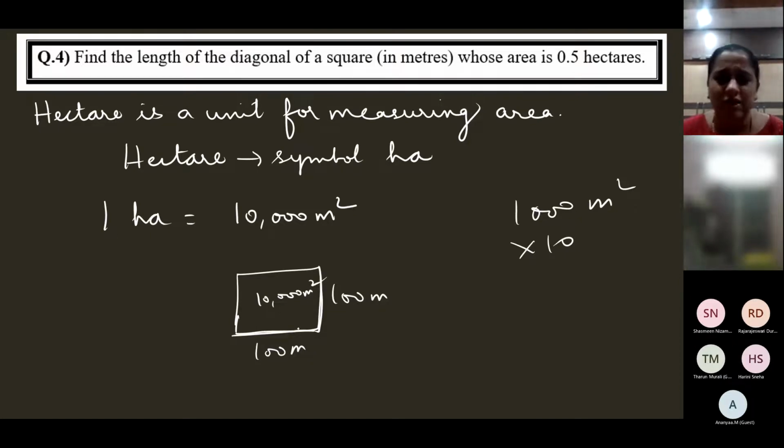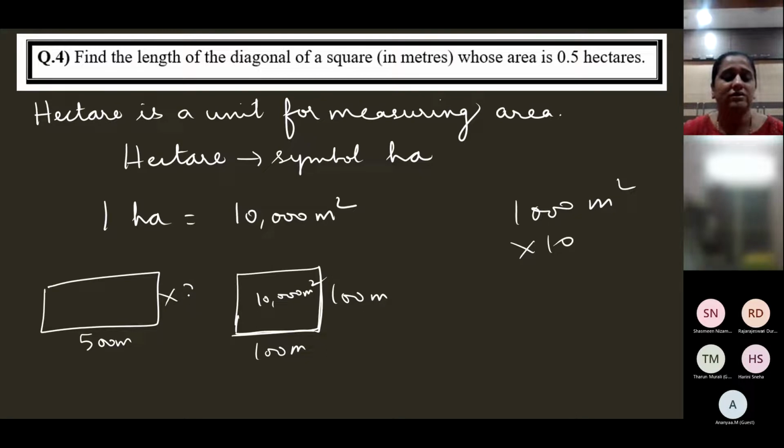It need not be a square field. It can be rectangular also. It can be like 500 meters here, and how much should it be here? 20 meters. 500 by 20 is also 10,000 meters square. So 1 hectare is 10,000 meters square.